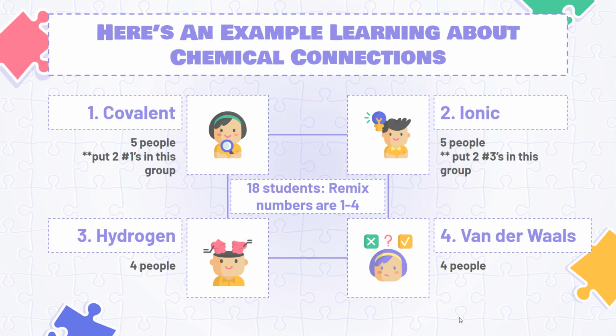Next, once they have that information, I give them new numbers. So I have taken away their original numbers. I say, forget your old numbers. Let's give you new numbers. For the groups of 5, I give out doubles. So the covalent group has 2 1s, 1, 1, 2, 3, 4. The ionic group has 2 3s. That way it splits them up. The other groups are just 4 and 4, so it's perfect.